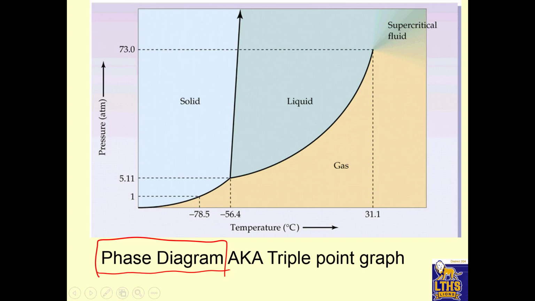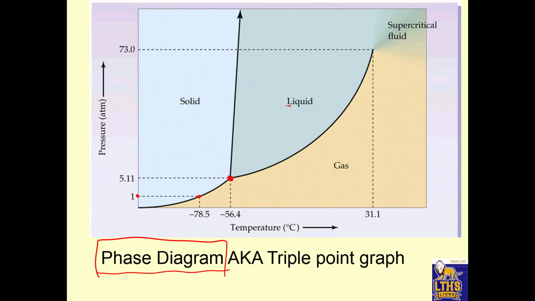Okay, so look, pressure on this axis, temperature on this axis. So if the pressure is 1, so here we are at 1 atm, that's normal, all right? And then the temperature is negative 78.5. This substance, which this graph is about, will phase change from a solid directly to a gas at that temperature. Okay. So these are the phase change lines. These are the different states.